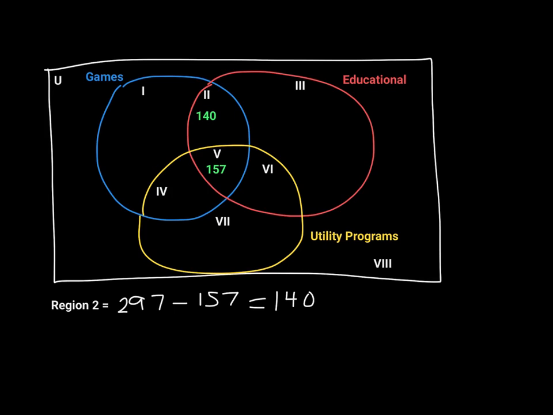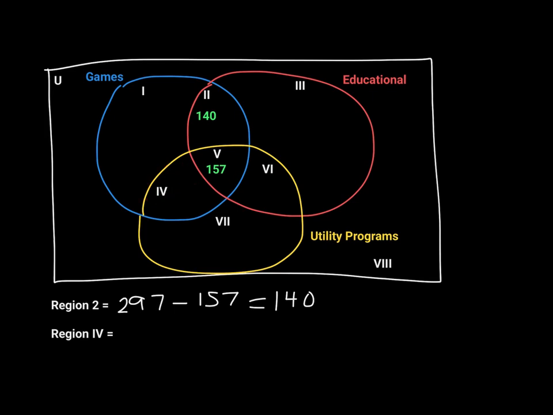Let's use that same logic to find out Region 4. Now, again, Region 4 are those that purchased only games and utility programs, okay? But all of the customers that bought games and utility programs include Regions 4 and 5, okay? But those that just bought games and utility programs only, they did not buy educational programs, are just Region 4.